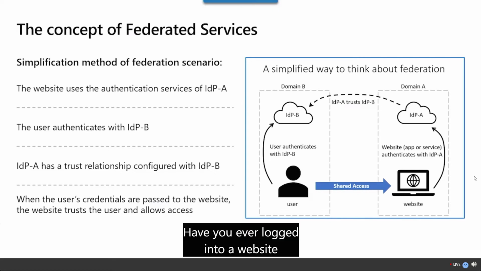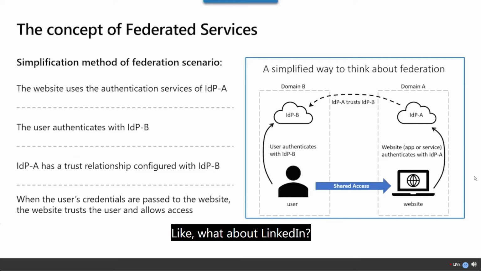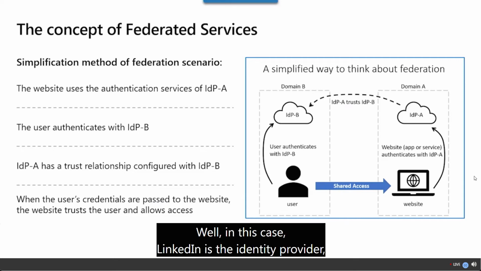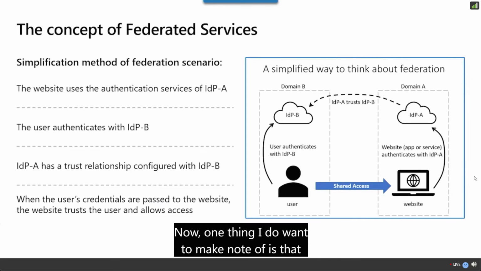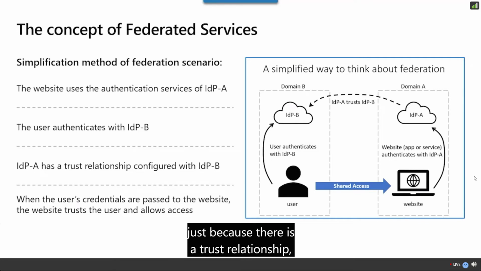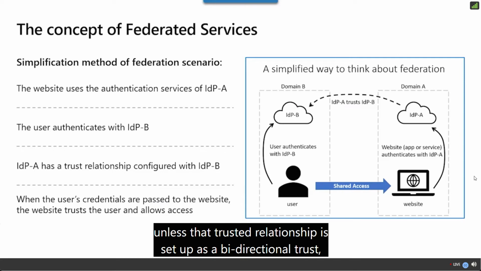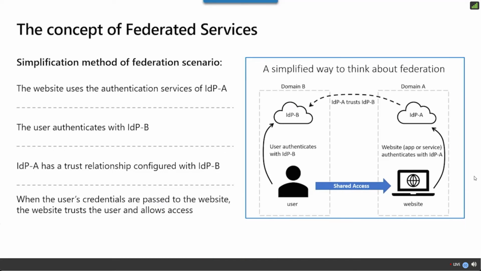And really, you've probably used a federation service before. I mean, have you ever logged into a website or maybe created an account using social media? Like, what about LinkedIn? Well, in this case, LinkedIn is the identity provider, and there is a trust relationship between the website and LinkedIn. Now, one thing I do want to make note of is that just because there is a trust relationship doesn't mean that it's bidirectional, and you have to set it up that way. So if I use my LinkedIn to access a website, unless that trust relationship is set up as a bidirectional trust, that website can't log into my LinkedIn.